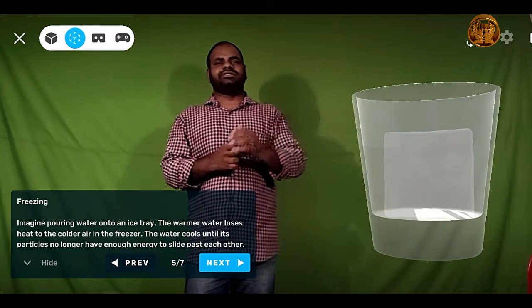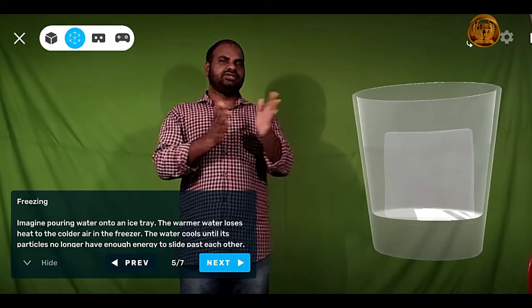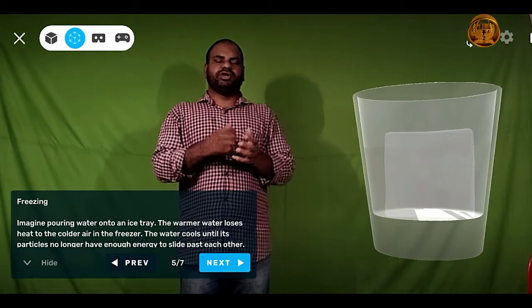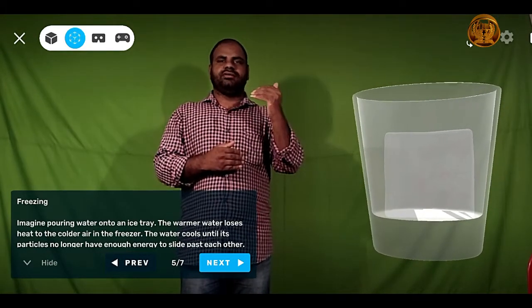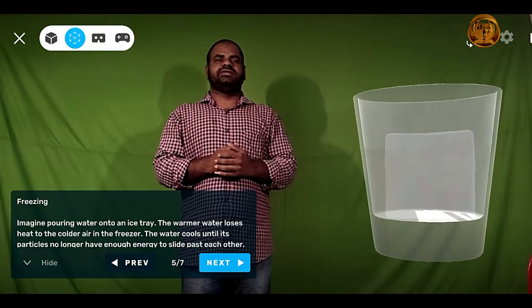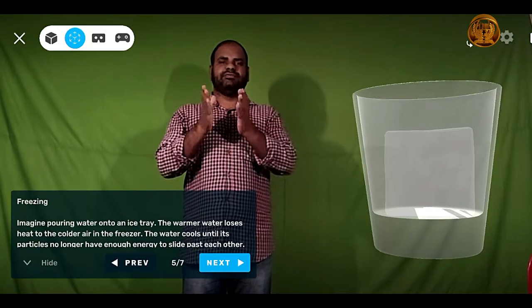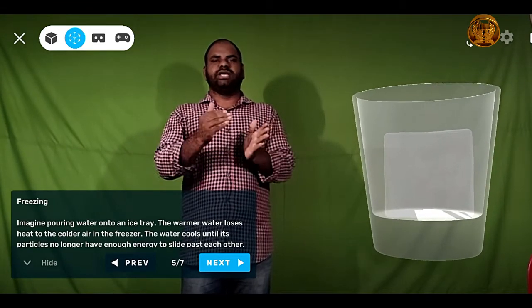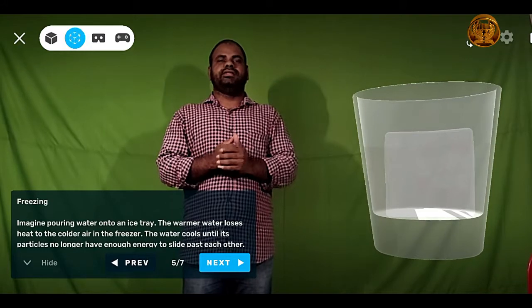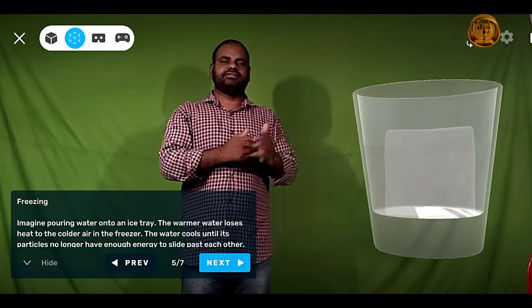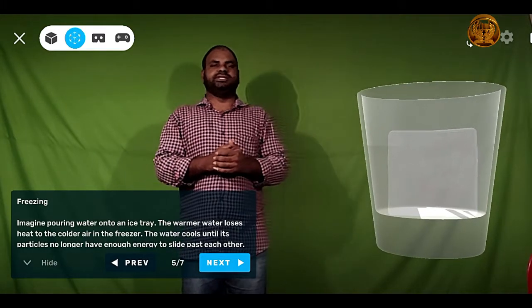Next, let's go for freezing. Freezing is the process of changing liquids to solids. When a liquid is kept at a place which has a low temperature, and the temperature is cool, the liquid particles lose energy to the atmosphere and change into solid form. So the process of changing liquids to solids is freezing.